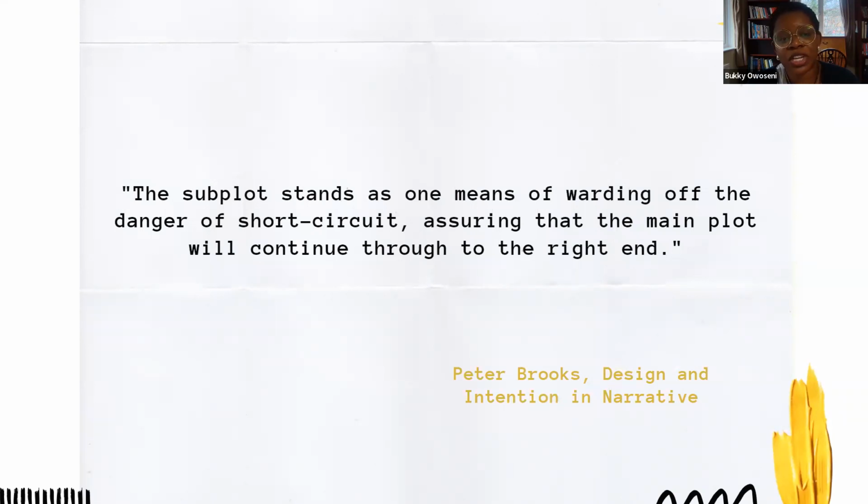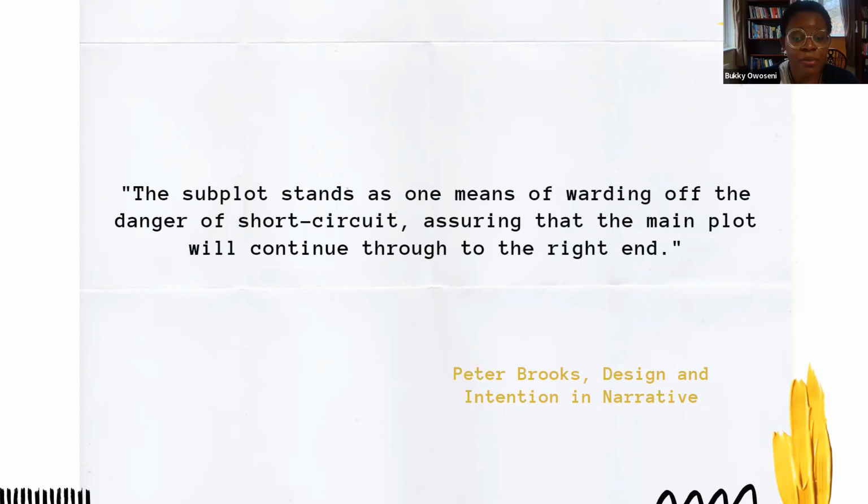Where we can change our stories is when we change the details within it, change the choices within it, so many different parts of it. So Peter Brooks says, the subplot stands as one means of warding off the danger of short circuit, assuring that the main plot will continue through to the end. What is the main plot?